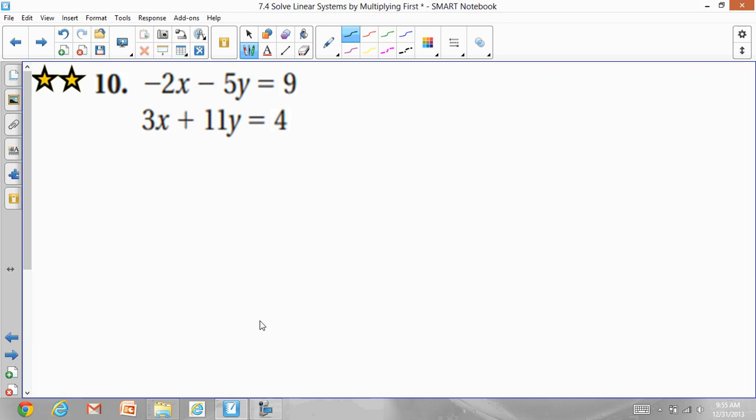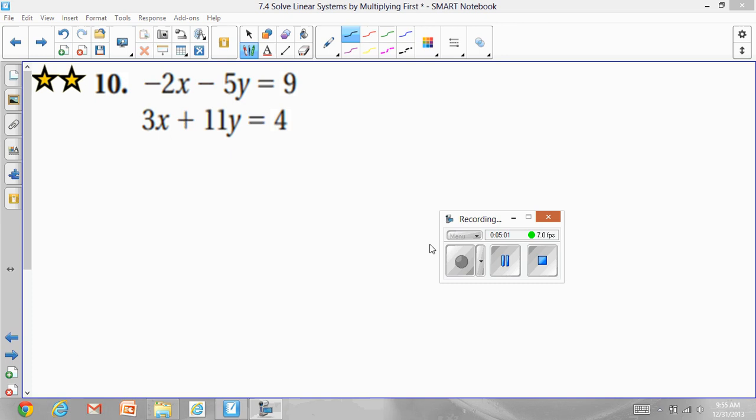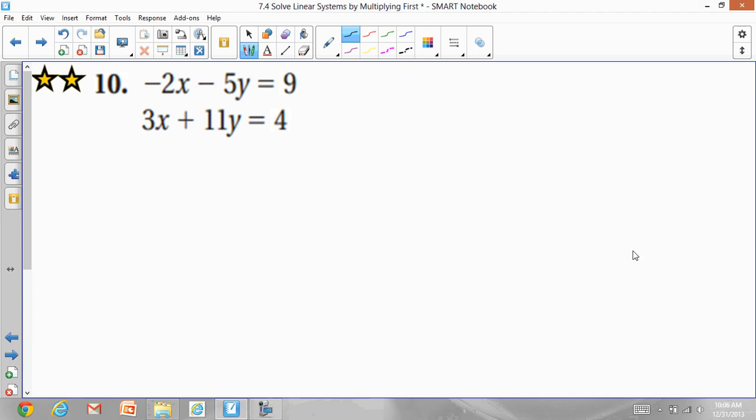Copy question number 10. If you have copied down question number 10, now if you look at this, the first equation and the second equation, there is nothing to cancel. You cannot cancel the x because one of them is a 2, the other one is a 3. You cannot cancel the y's because one of them is a 5, the other one is 11. For you to cancel, they have to be the same.